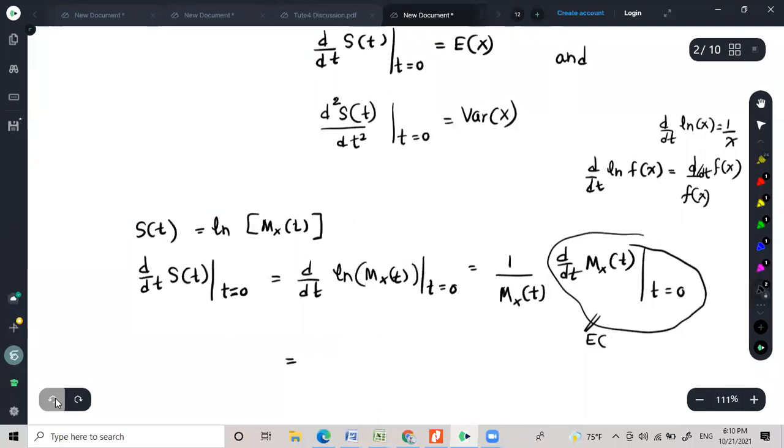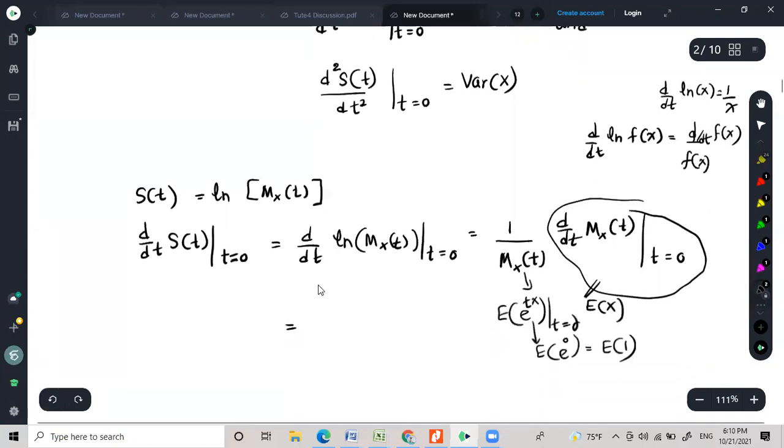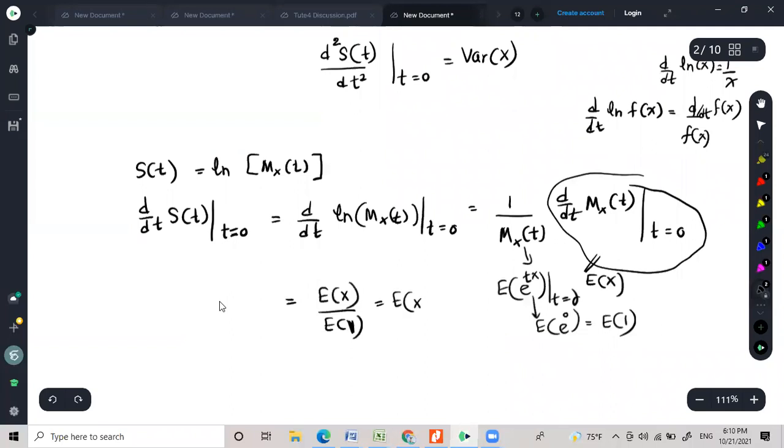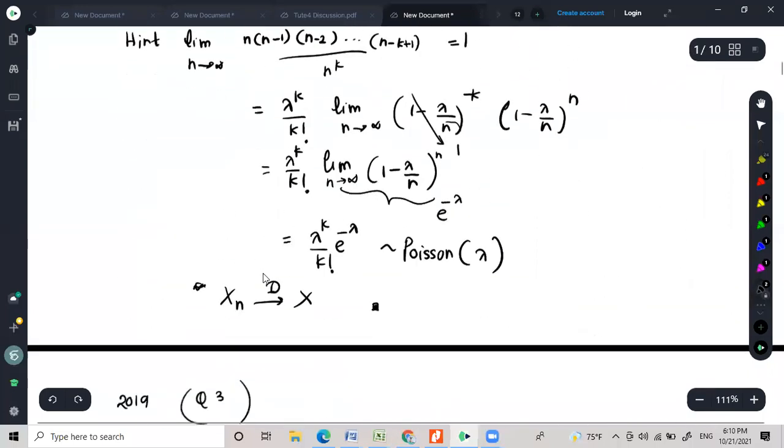When t goes to 0, this part goes to E[X]. And when t goes to 0, what will happen to this one, the expected value of e to the tX? When t goes to 0, you have the expected value of e to the 0. E to the 0 is 1. So you have the expected value of 1. What is E[1]? It is simply 1. So at the top you have E[X], at the bottom you have E[1], and E[1] is just 1. So you end up with E[X], and that is what we have to show. So the first one is done.